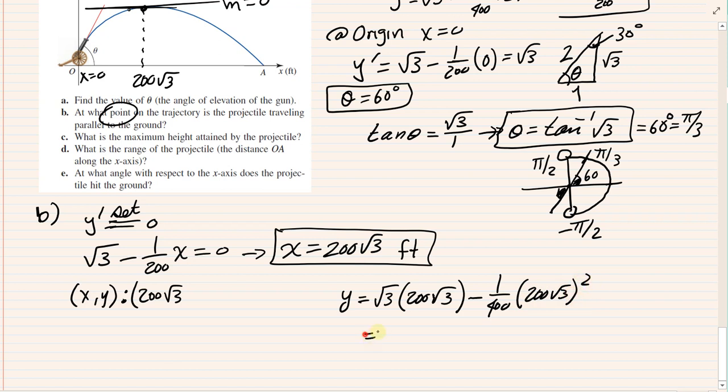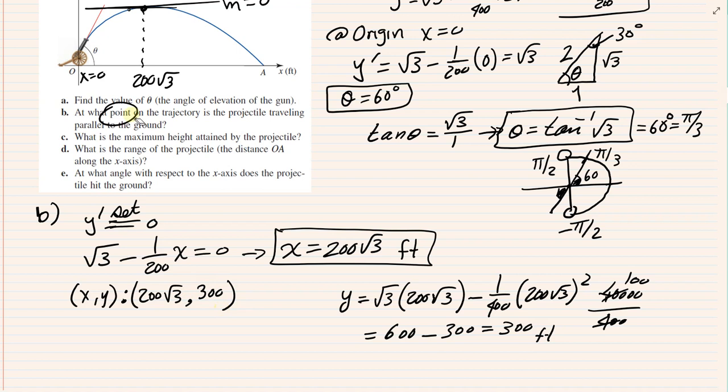Okay, and this will give me root 3 times 200, which is 600. 200 root 3 squared: 200 squared is 40,000. Divide by 400, it's going to be 100. And root 3 squared is 3. 3 times 100 is 300. The answer is 300 feet. So the coordinates are 200 root 3 and 300. So at that point, the trajectory is traveling parallel to the ground.